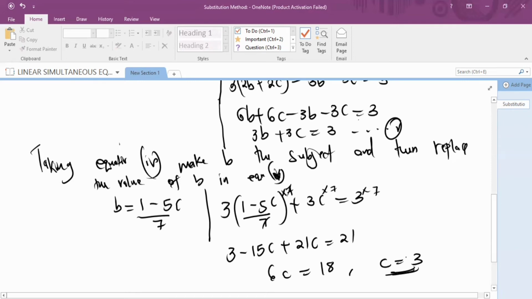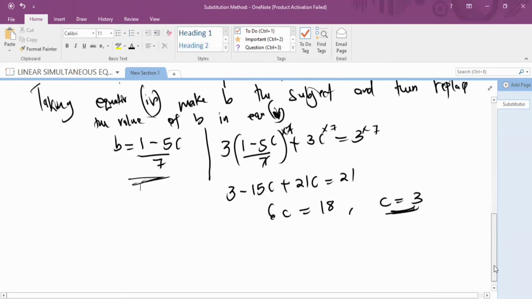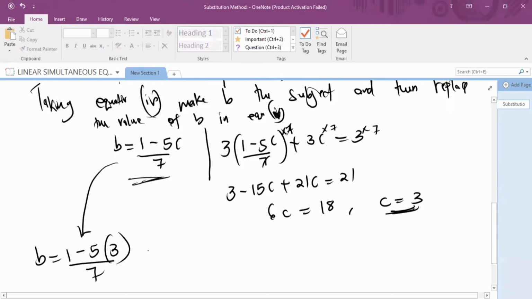After getting the value of C, we can get the value of B and A as well. So since C is equal to 3, what's the value of B? B is given by 1 minus 5C over 7, from this equation here. So our B will be 1 minus 15/7, and this is minus 14/7. So B is clearly minus 2.